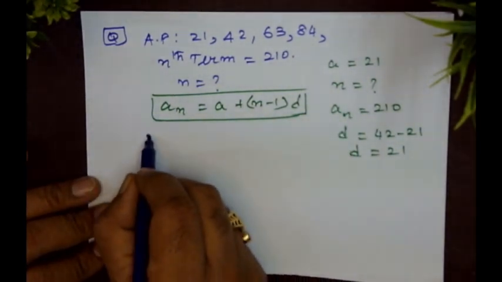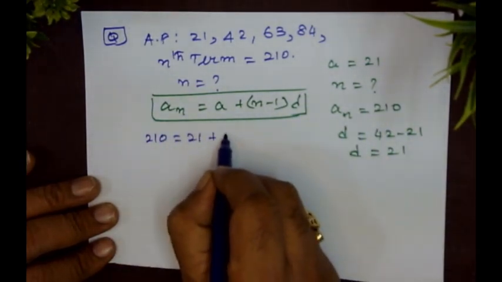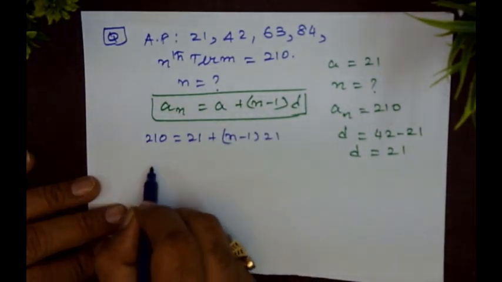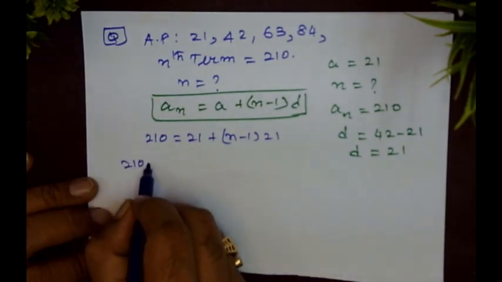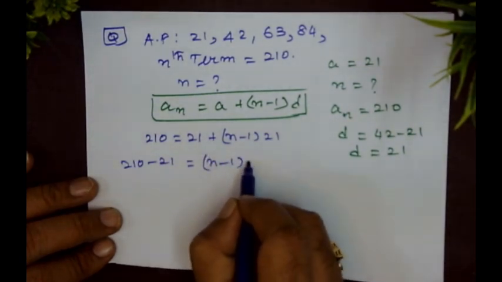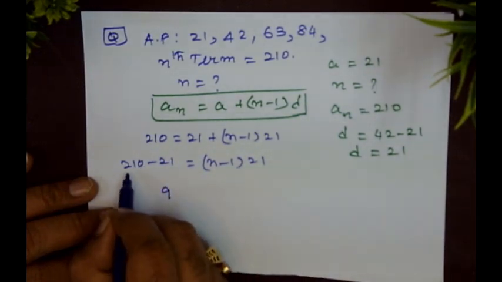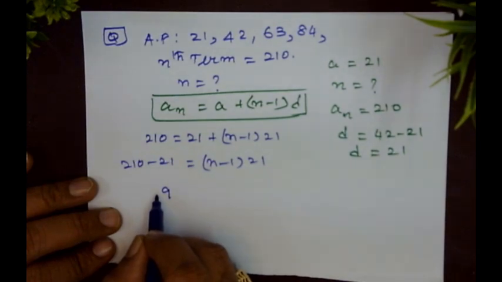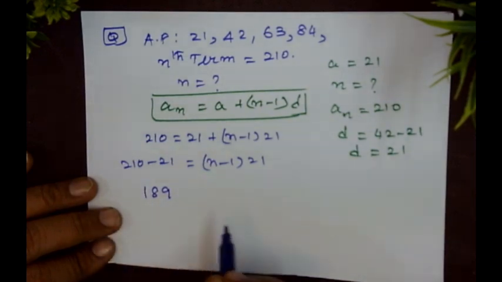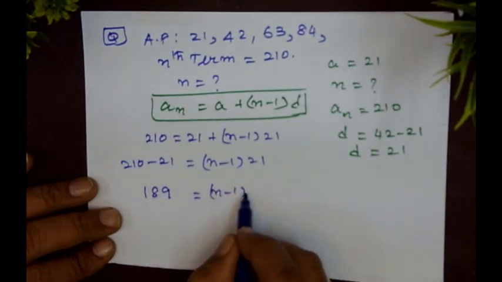What is An? 210. What is a? 21. n minus 1 into d, 21. So 210 minus 21 is equal to n minus 1 into 21. So 210 minus 21, 189. And then this is n minus 1 into 21.